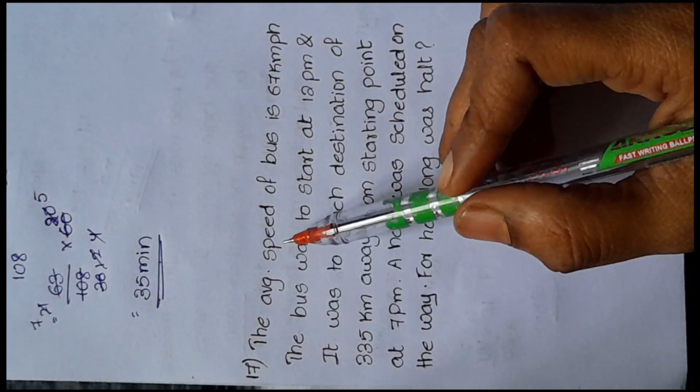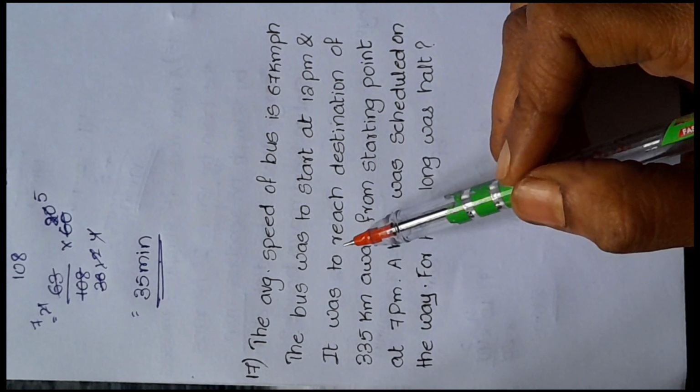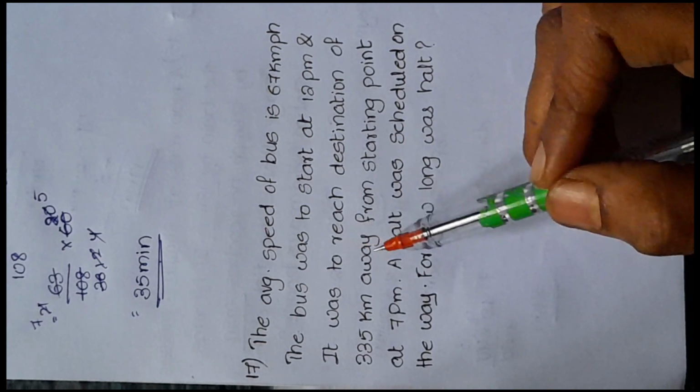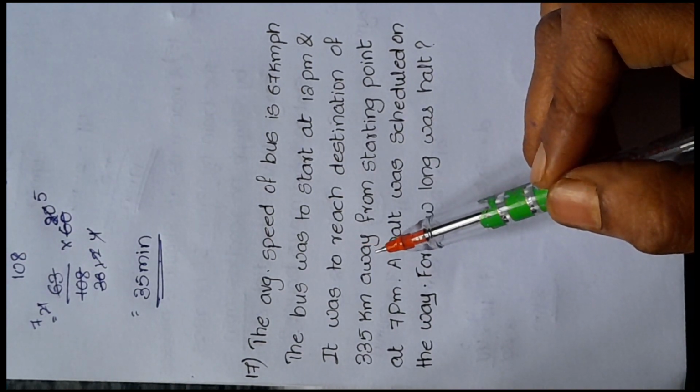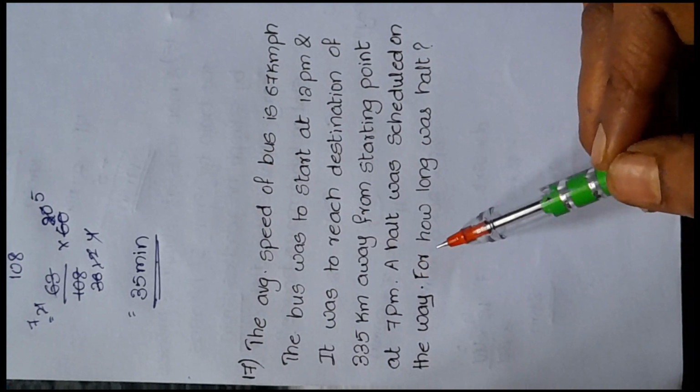17th question. The average speed of the bus is 67 km per hour. The bus was to start at 12 pm and it was to reach the destination, 335 km away from the starting point, at 7 pm. A halt was scheduled on the way. For how much was the halt?